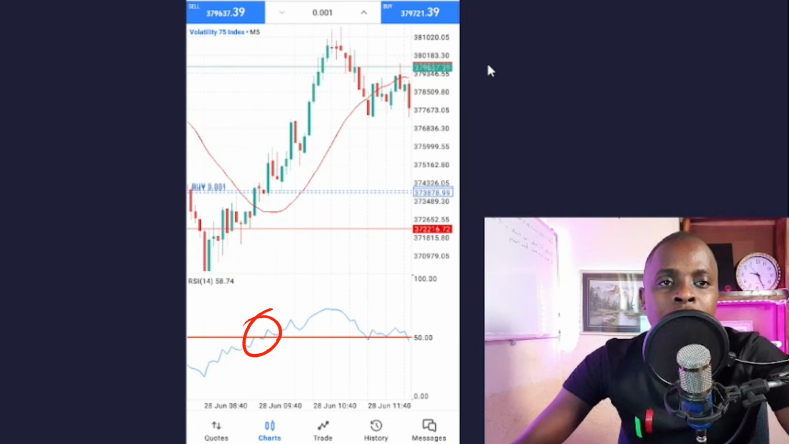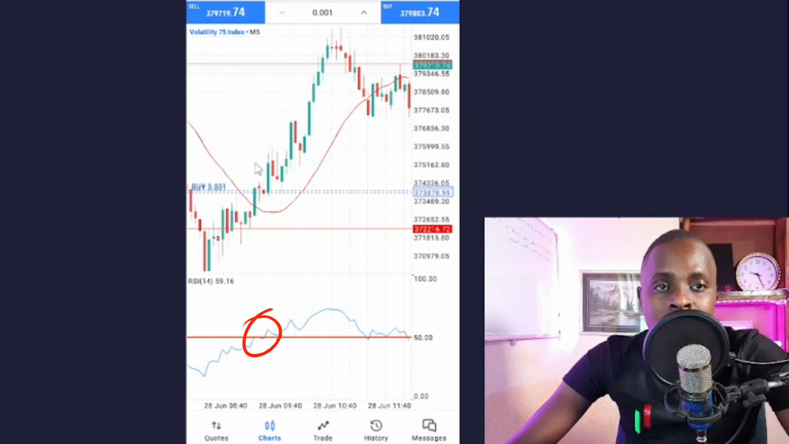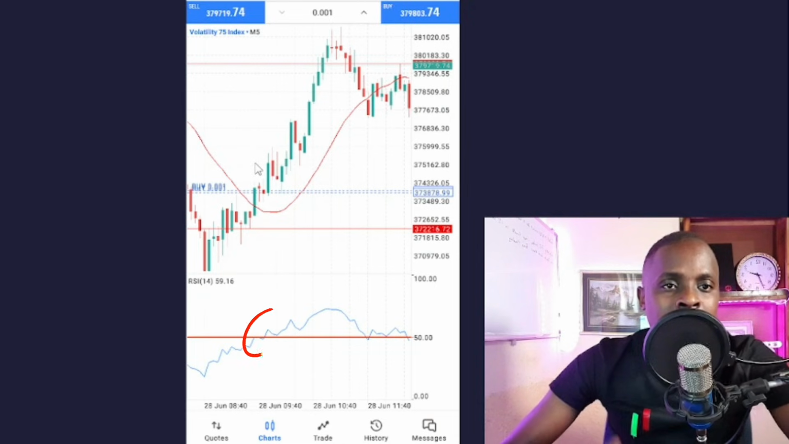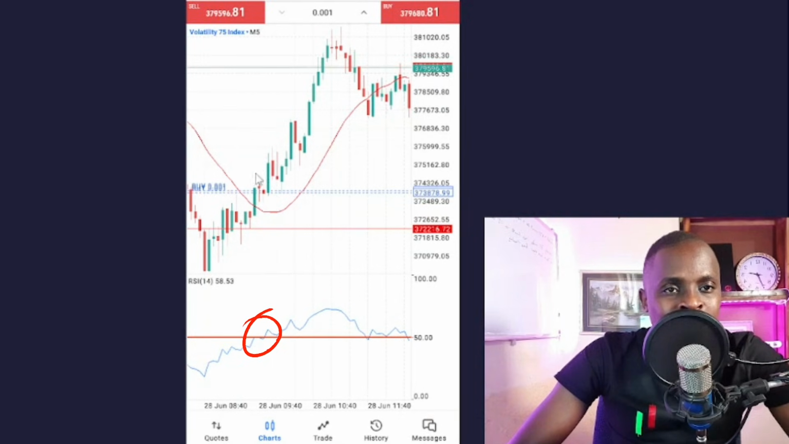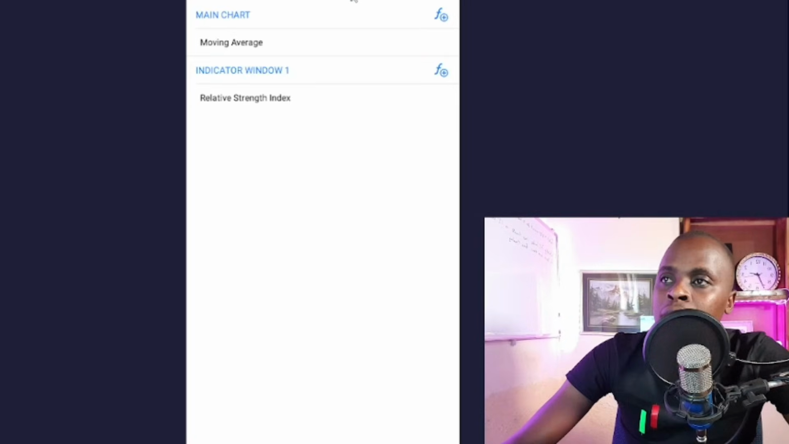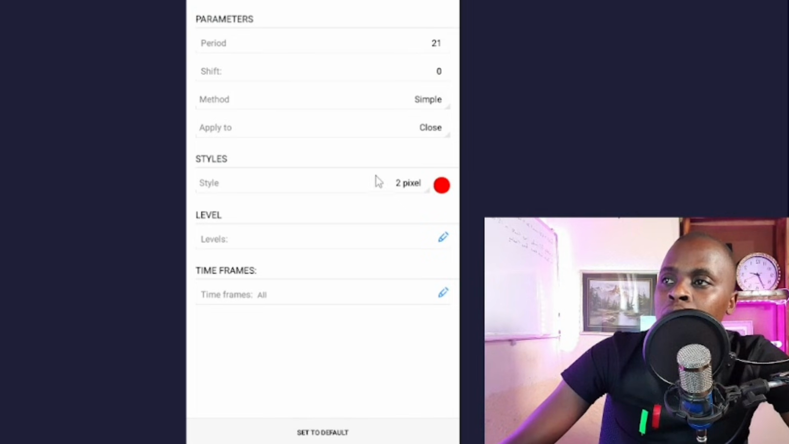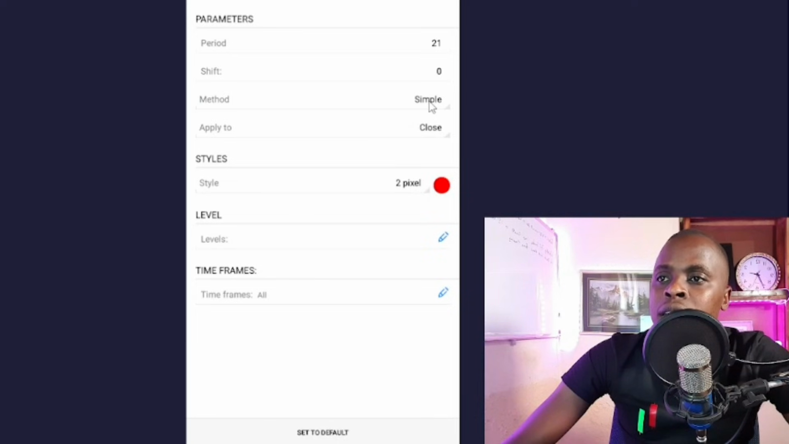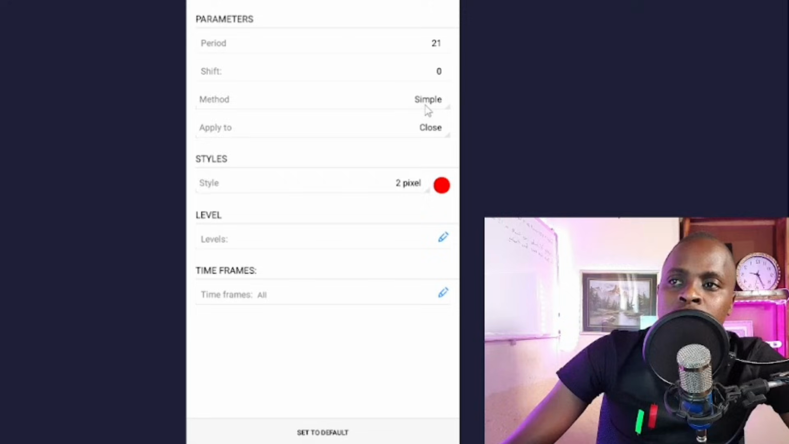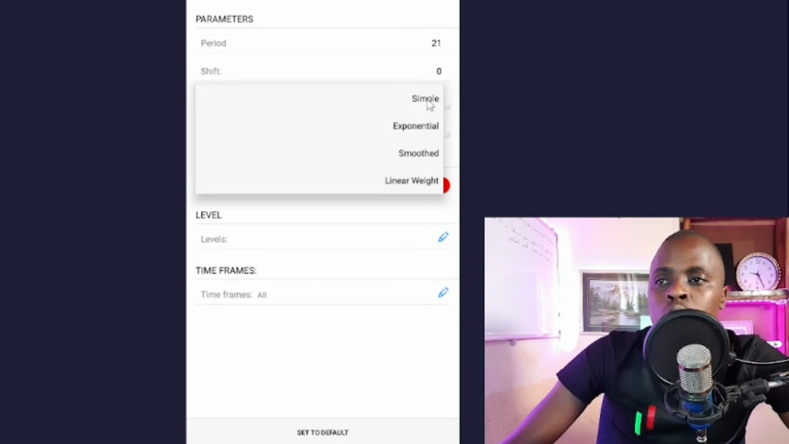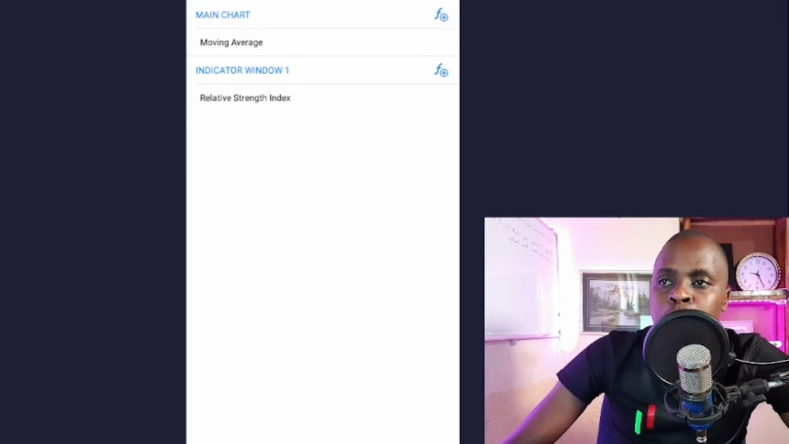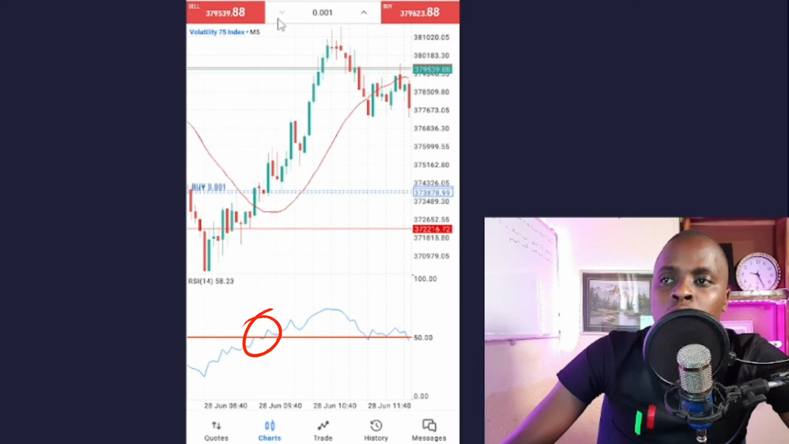For us to buy in this zone, we want another confirmation, and the confirmation that we are going to use here is the very simple 21 EMA. If I go to my indicators and to my moving average, you are going to see this is period 21, this is 2 pixels, and this is a simple moving average. You can change this to exponential, but it's the same.